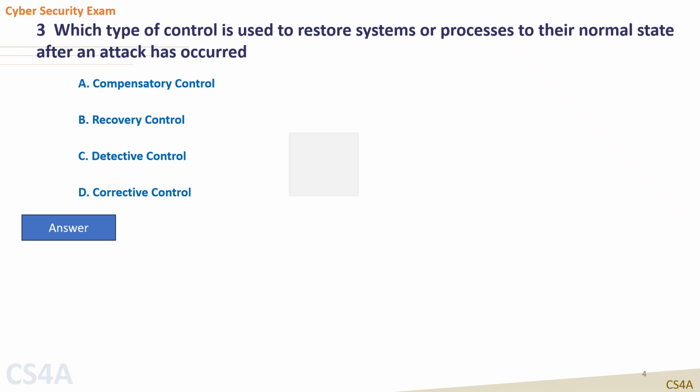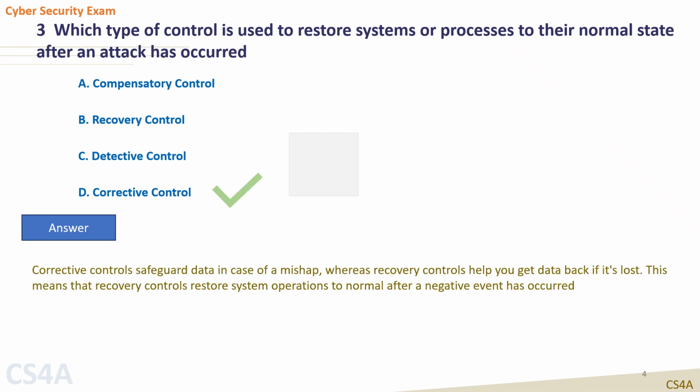So here the question is, which type of control is used to restore systems or processes to their normal state after an attack has occurred? Okay, here the keyword is restore. Which control is used to restore the system? Compensatory control is not the correct one. Recovery control is not the correct one. And detective control is not the correct one, because detective control is to detect the threats or the events. Corrective control, yeah, corrective control is the correct one, because corrective control is to restore the system or the processes to the original state after the attack. So the option D is the correct one.